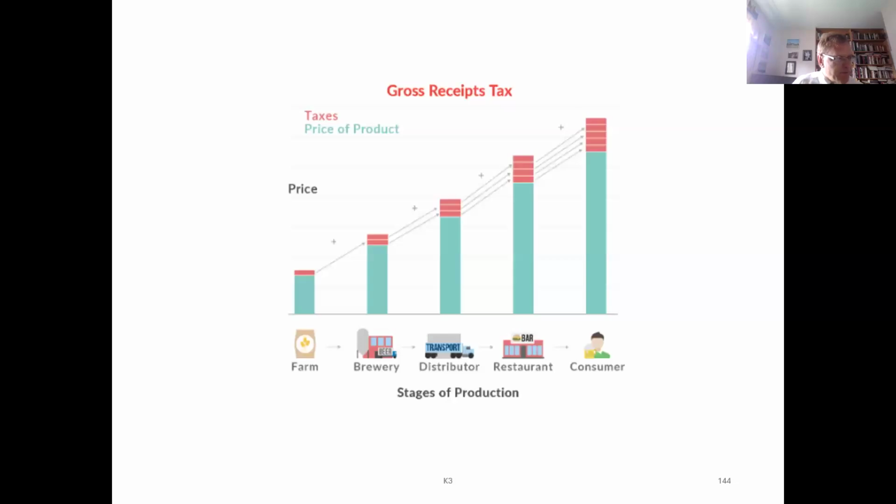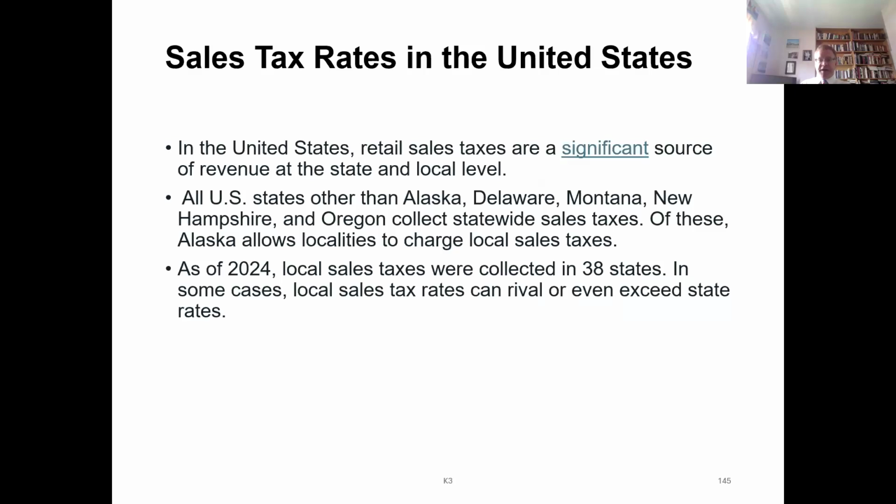However, with tax pyramiding, what you end up with is the farm charging the brewery, the distributor, the restaurant, and by the time you get to the consumer, the sales taxes are particularly high. Sales tax rates in the United States.